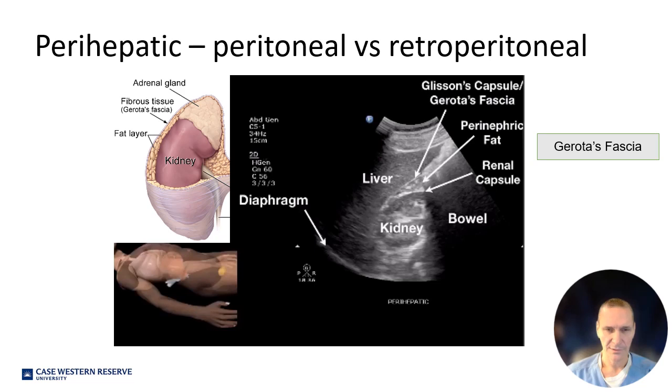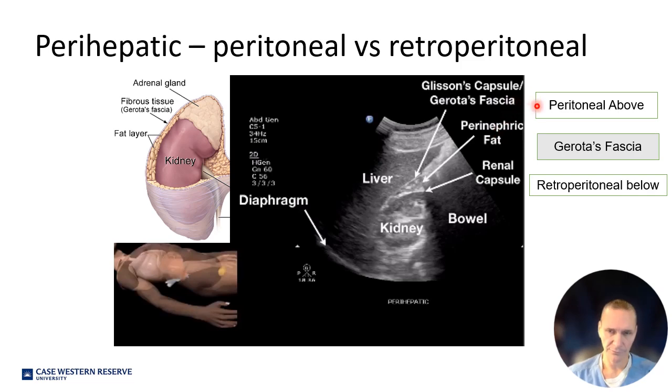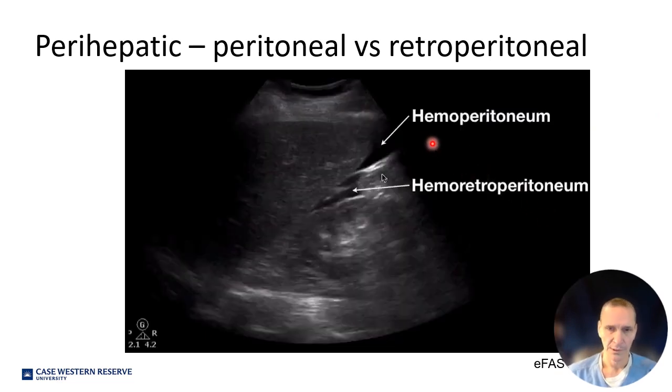Now, I consider this nice to know information, but it's good to know, so we'll talk about it. So remember, around the kidney, there's this fibrous tissue called Gerota's fascia. So that would be this area here. This is the liver, the kidney. This is fat, but this is Gerota's fascia. And really, peritoneal fluid will be above Gerota's fascia and Morrison's pouch, and then retroperitoneal fluid will be below that. Here's an illustration of that.